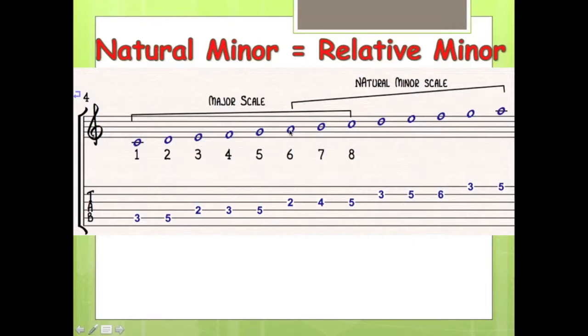So we've got here from A all the way up to A. And you'll notice that it's the exact same notes, but just starting from A. So A, B, C. C goes to D. Here again, C went to D. D went to E.